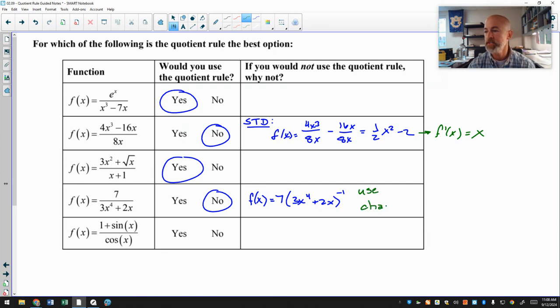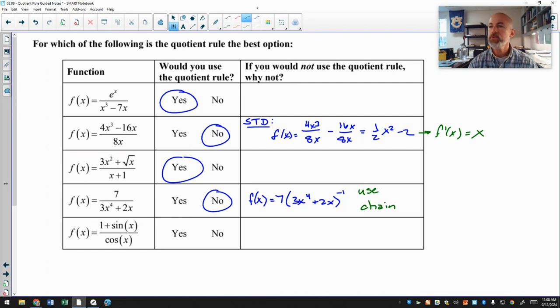However, it is my opinion that the chain rule is easier and it's definitely quicker than the quotient rule. So in this case, I would avoid the quotient rule, and I would do the chain rule for that one.